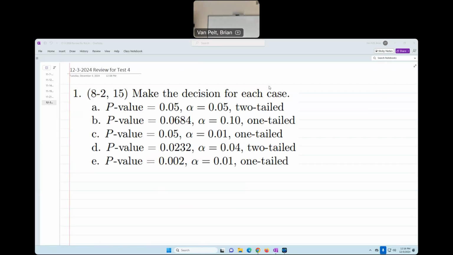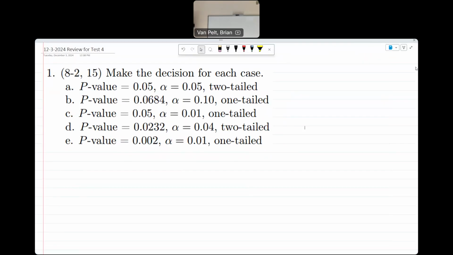All right, on the first one, anybody? Reject because you have to divide the alpha by 2, right? So for part A, you have to look at the p-value since it's two-tailed. Well, it's 0.05 versus 1/2 of alpha. And here we can see that the p-value is larger of the two. And that would be a do not reject.